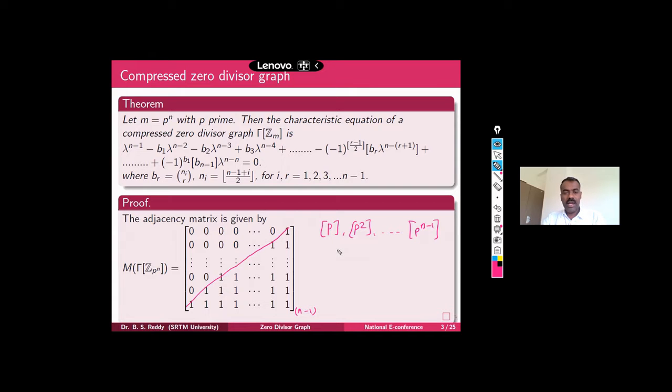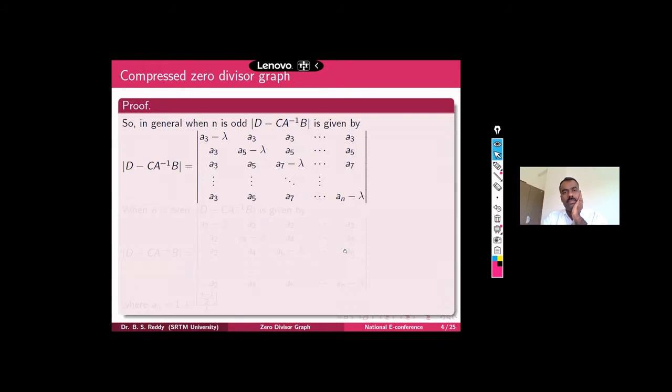Now, if you take the method I already explained, we will be using this block matrix ABCD form. This is nothing but determinant of A into determinant of D minus C A inverse B. So calculating this D minus C A inverse B, it looks like this: A3 minus lambda, A3, and so on. Okay, I'll tell you what these A3s are.